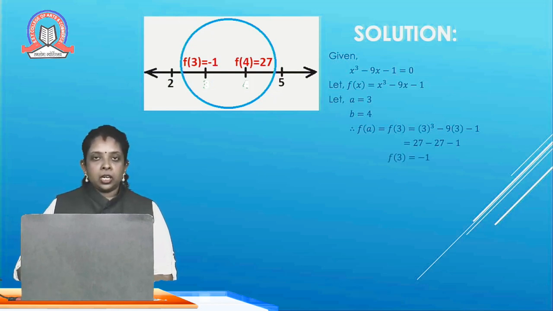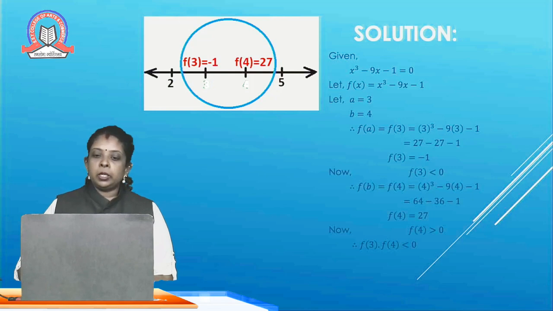So we have to check another value, f of b, that is f of 4. f of 4 is equal to 4 cube minus 9 into 4 minus 1. The result of that is 27. So here we can see that f of 3 is less than 0, and f of 4 is greater than 0. So both conditions satisfy the procedure of the bisection method. That means the product of f of 3 and f of 4 is less than 0. That will be equal to minus 27, and it is less than 0. So therefore we can say f of x has a root which lies between 3 and 4.